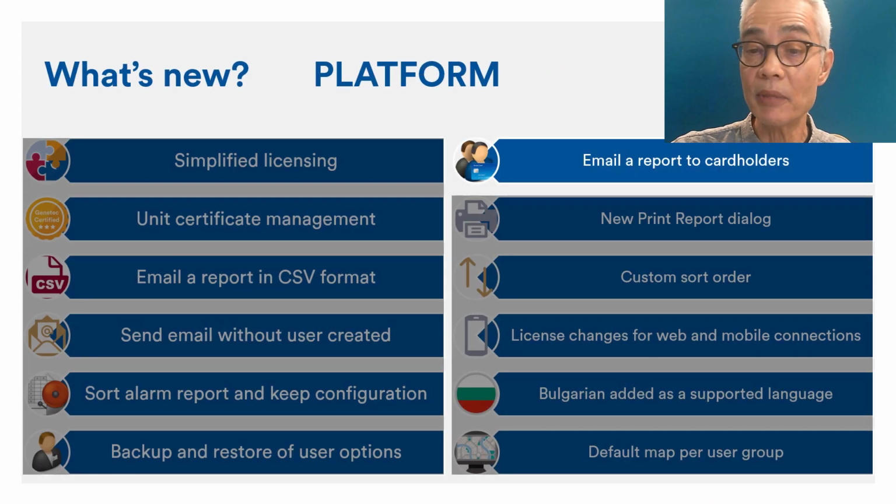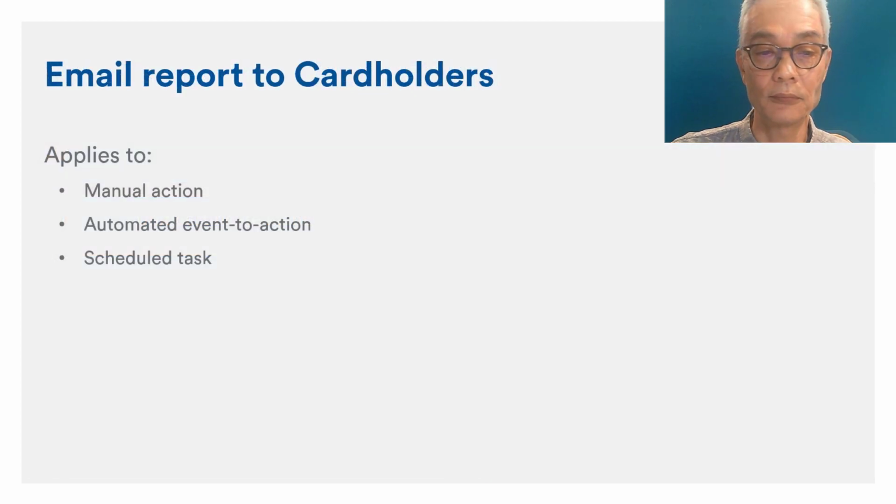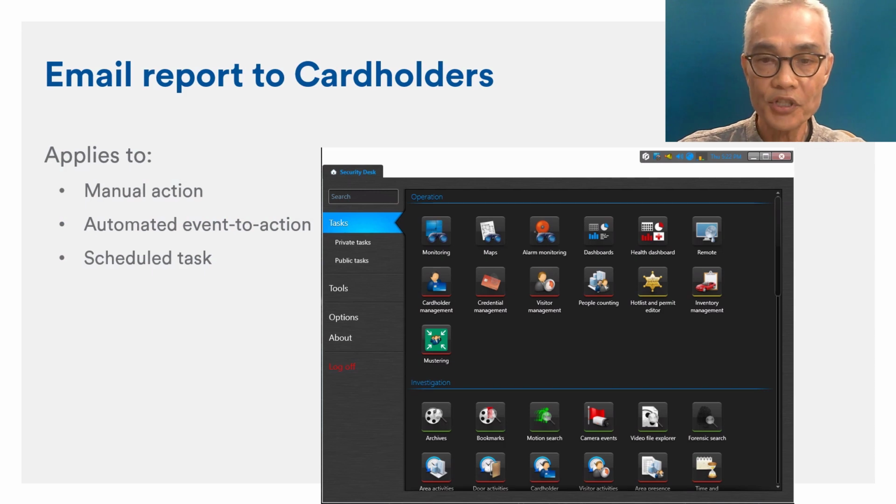Next up, email a report to cardholders. So once again, what I'm about to show you applies equally to the execution of a manual action to send a report to an email, the execution of an automated event to action, or even a scheduled task. This is applicable to all three. I will use the manual action just to show you the example.